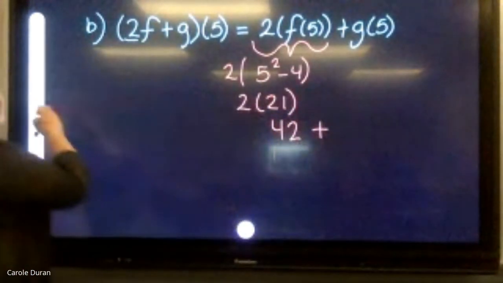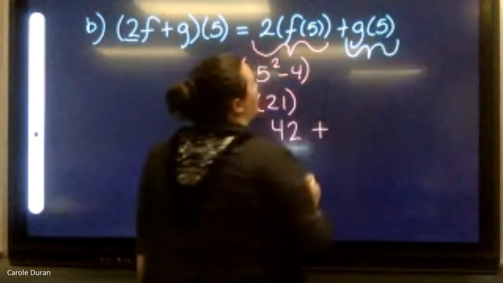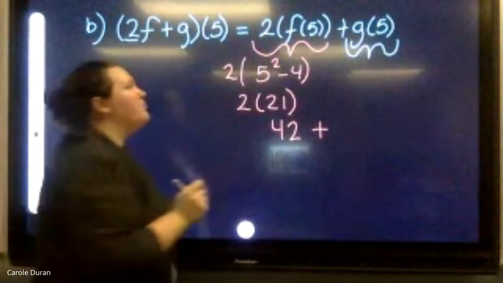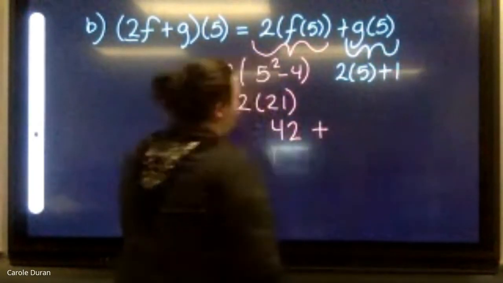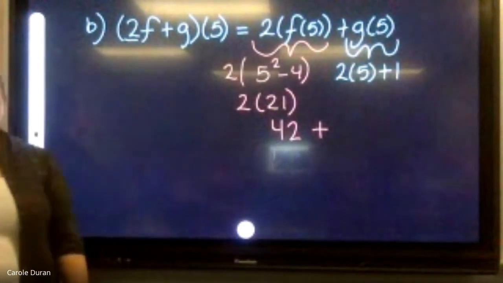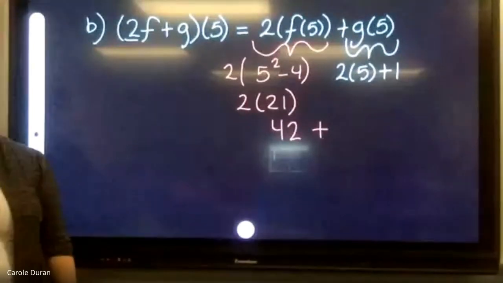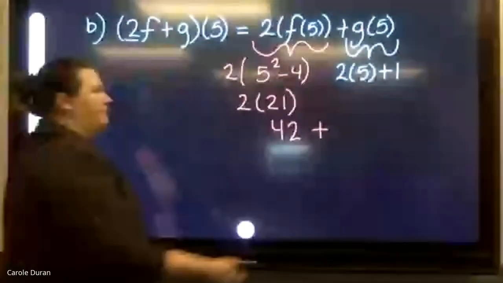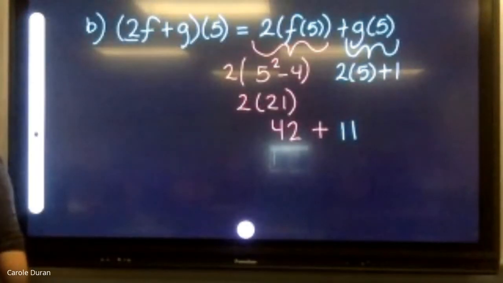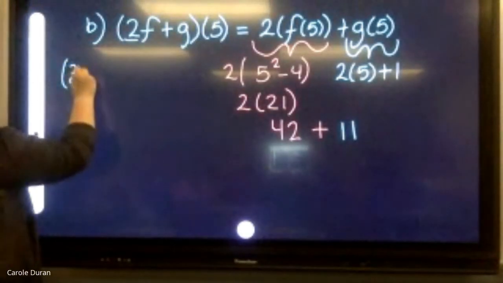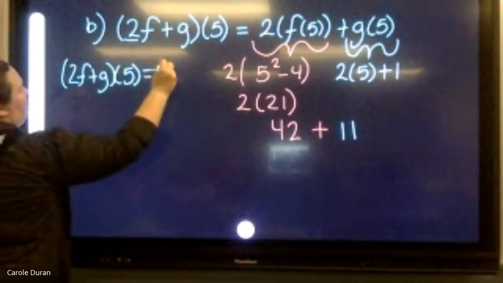Plus, and then I get to do all of this again with my g of 5 function. My g function is 2x plus 1. So this becomes 2 times 5 plus 1. 2 times 5 is 10 plus 1, 11. So I get 42 plus 11, which equals what? 53. So 2f plus g at 5 equals 53.